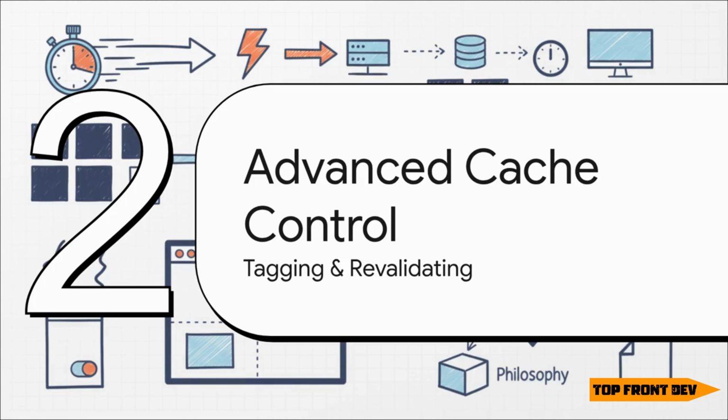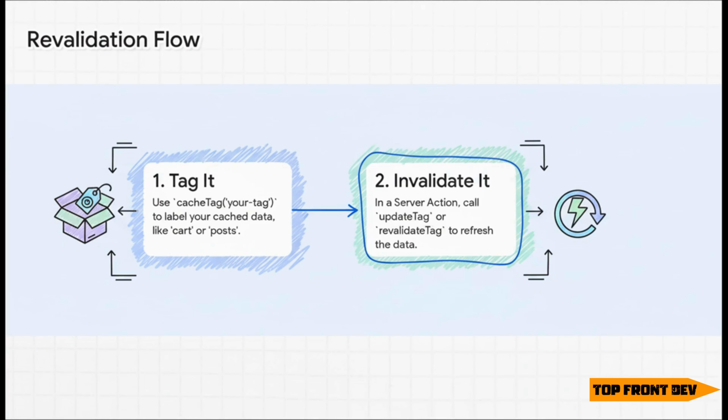Okay, so we know how to cache things, but in the real world, data is always changing. So how do we invalidate the cache when we need to show fresh data? Let's get into some of the more advanced controls. The new flow is a really simple two-step process. First, when you cache something, you give it a tag, like say cart or posts. Then, whenever that data changes, maybe in a server action, you just invalidate that specific tag. This gives you super precise control over exactly what gets refreshed and when.